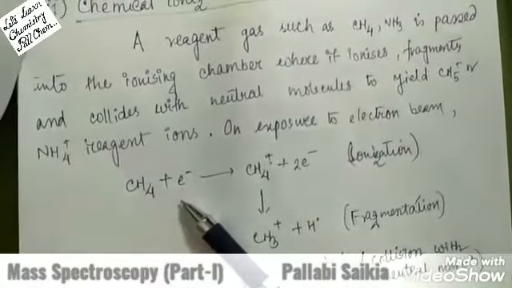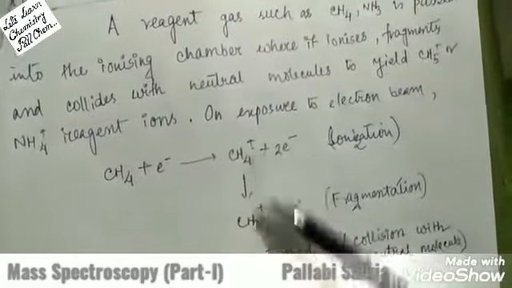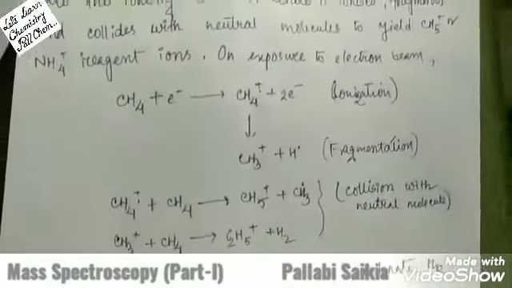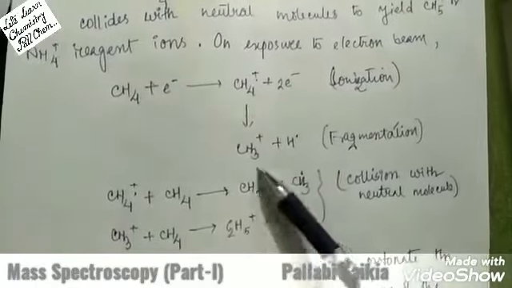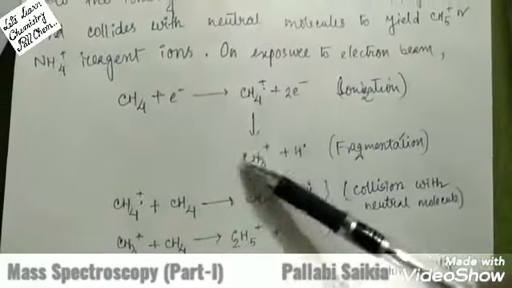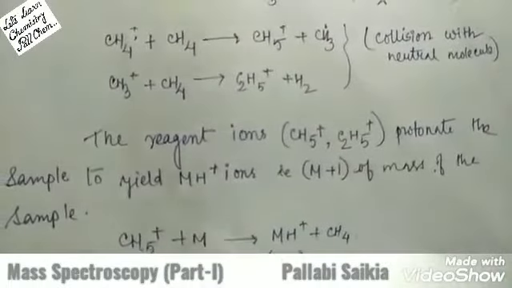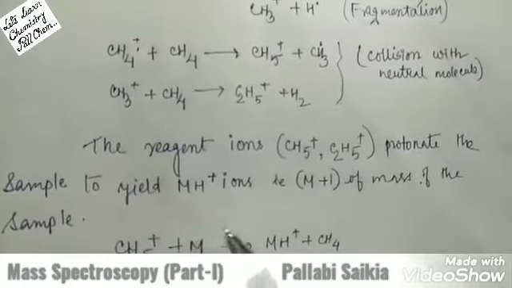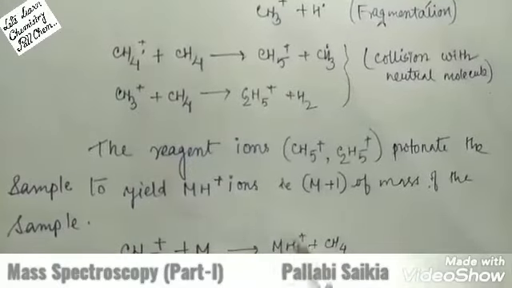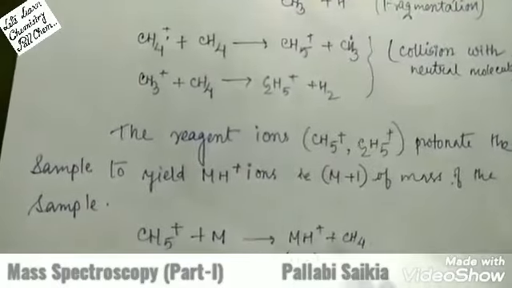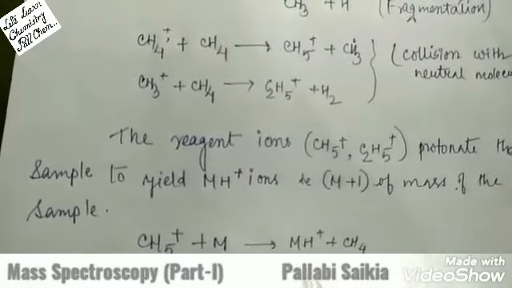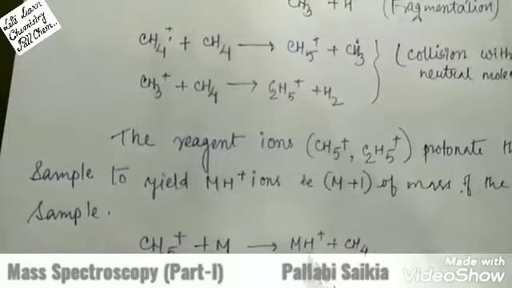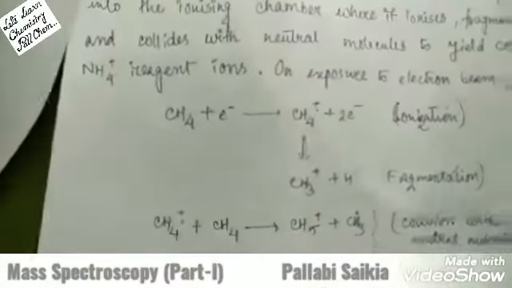Methane, when it is collided with the electron beam, will form reagent ions, CH3+ or CH5+. So these are reagent ions. Then these reagent ions will collide with the sample, and it will protonate the sample to form MH+, and we will get an M+1 peak, because the mass is 1 more in the molecule due to this H+. So this is not a direct ionization technique.